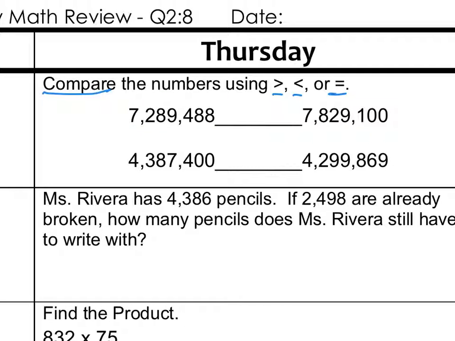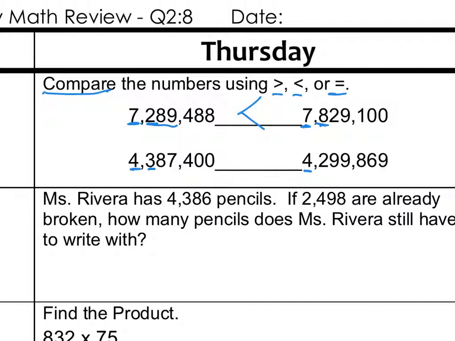Okay? So we start by looking at the millions. Look, they're the same. But ooh, look at the 100,000s. I already know which one's greater. So 7,289,488 is less than 7,829,100.